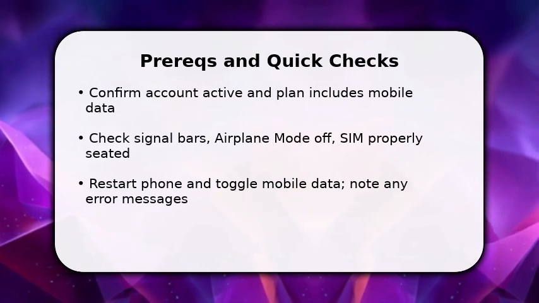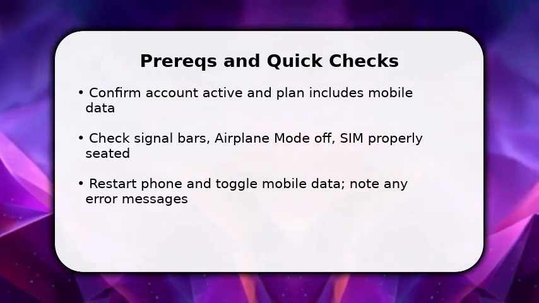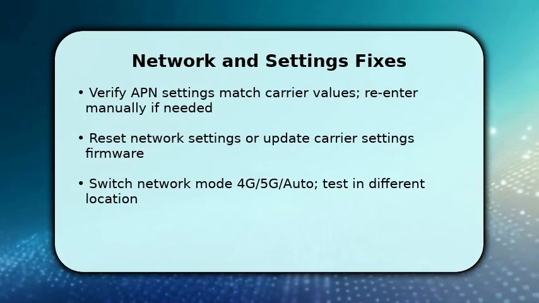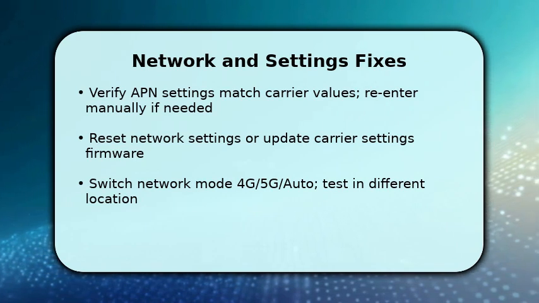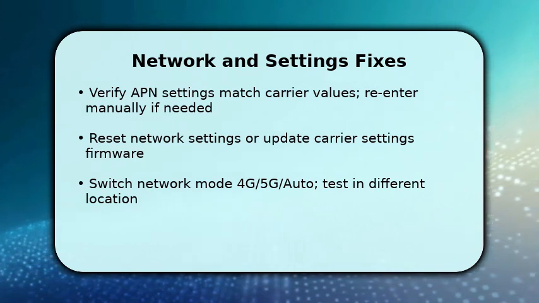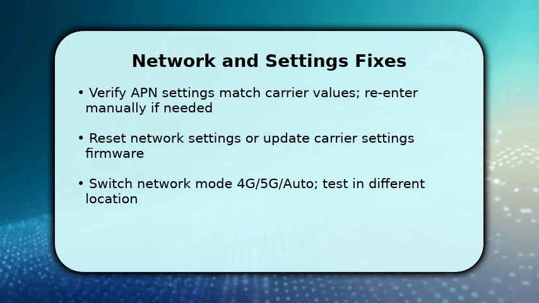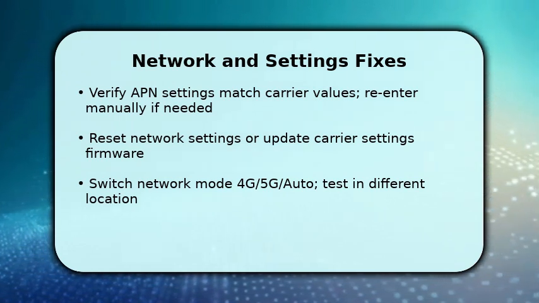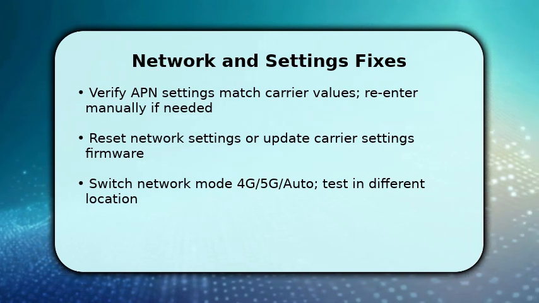Next, you dig into network settings because most persistent failures live here. First, verify the APN matches carrier values. If not, re-enter it exactly. Capitalization and punctuation matter. Once done, update carrier settings or install any system updates, then reset network settings if problems persist, which clears corrupt configs.